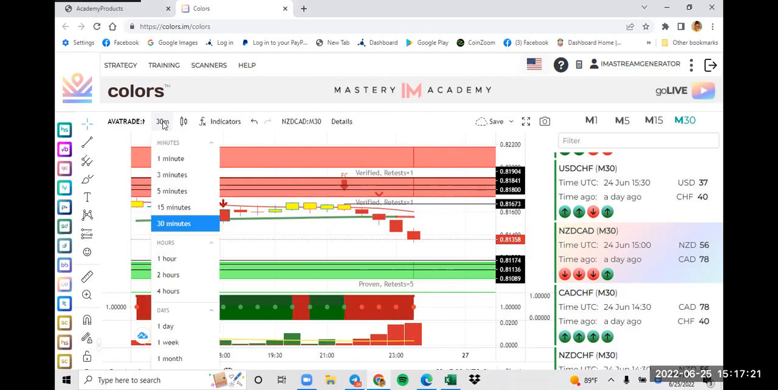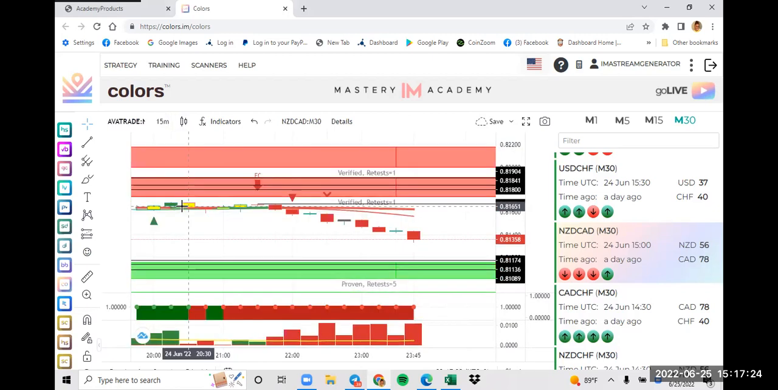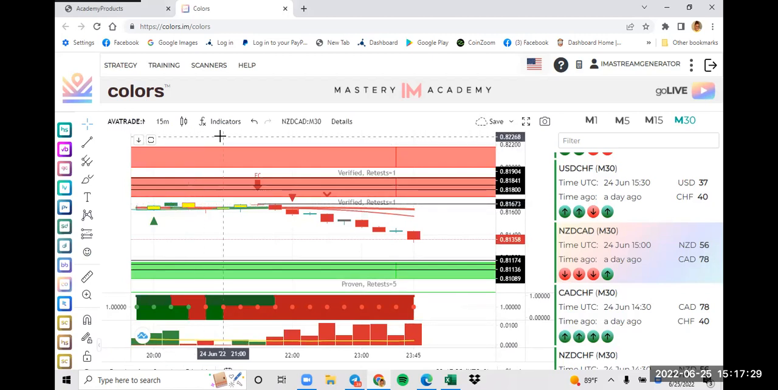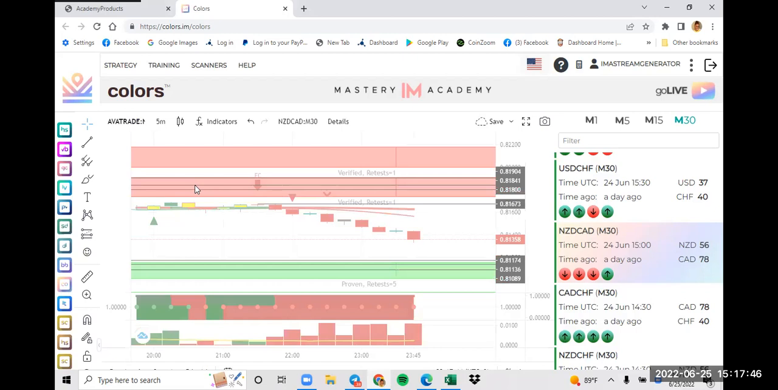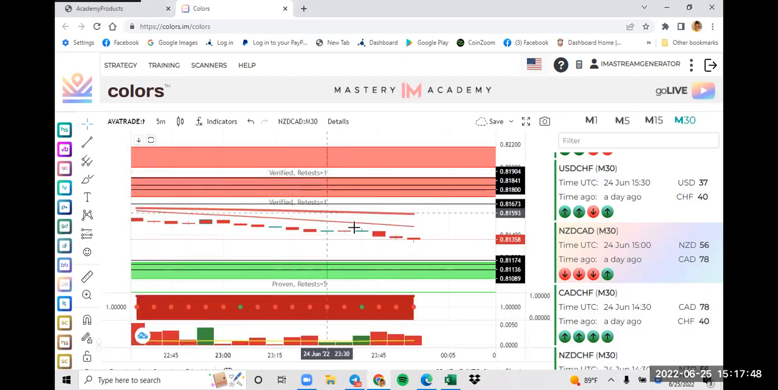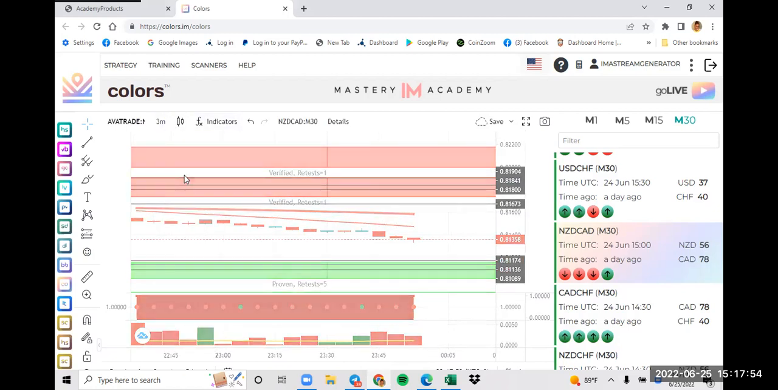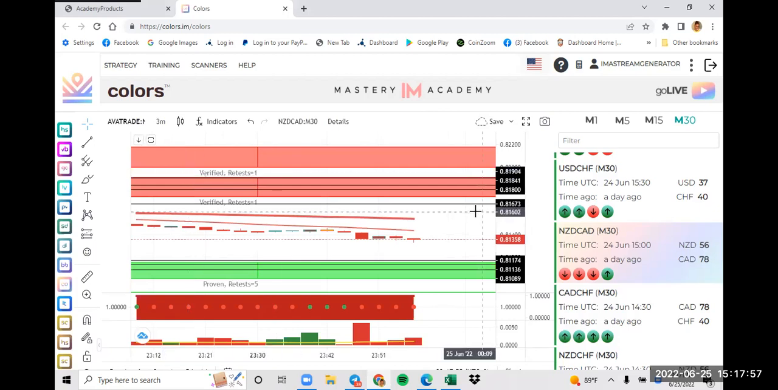Now we would drop down to our 15, making sure we stay on NZD CAD. Now, do we have just the supreme? That's the only thing we're concerned about. Do we have a red supreme on the 15? Yes, we do. Now let's drop down to our 5. We're looking for a red supreme, and I think we got it. Yes. Now let's drop down to our 3. What do we have? A red supreme.